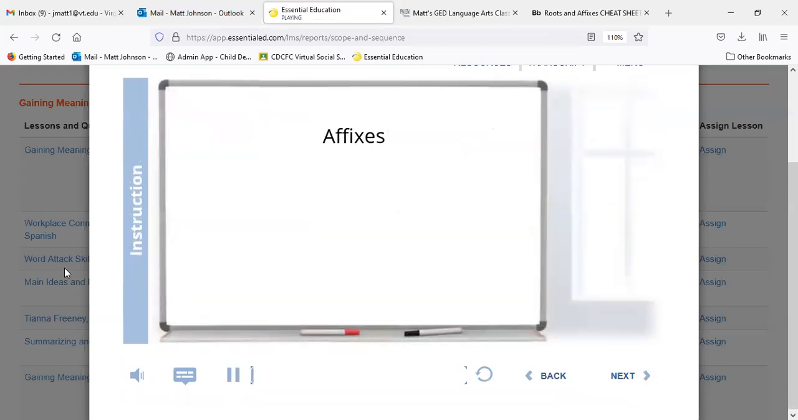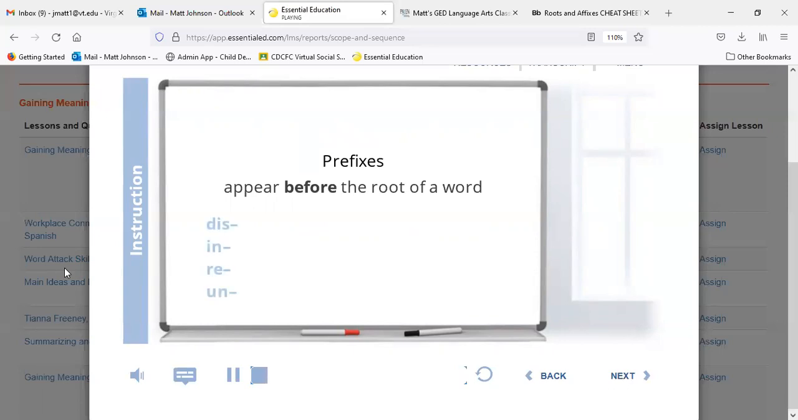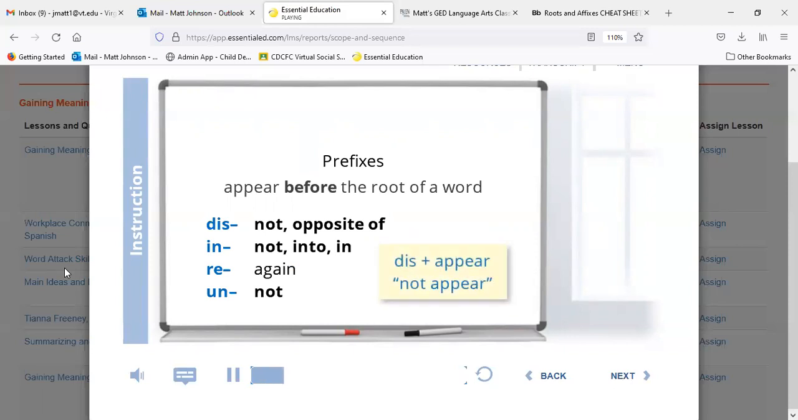Let's talk some more about affixes, starting with prefixes. A prefix, as you may remember, appears before the root of a word. The four most common prefixes in the English language are dis, in, re, and un. Three of these prefixes, when added to a word, make the word into its opposite. For example, adding the prefix dis to the root word appear creates the word disappear. The word disappear is the opposite of appear.